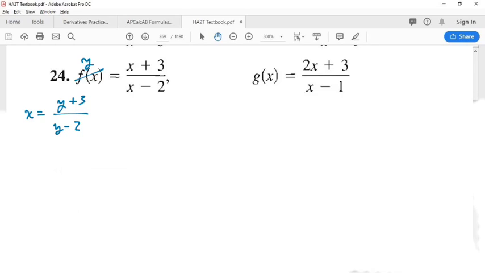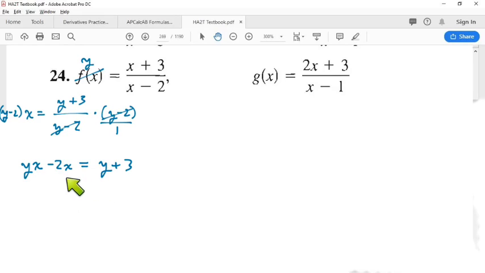So to get y alone here, I'm first going to get rid of this fraction. This fraction looks kind of nasty. So what we're going to do is multiply both sides by y minus 2. When I do that on the left side, I get y times x minus 2 times x. And then on the right side, it's good news. These just cancel out, and so you have y plus 3. Remember, our goal is to try to get the y alone. And we have a problem right now. We have a y term over here and a y term over here.